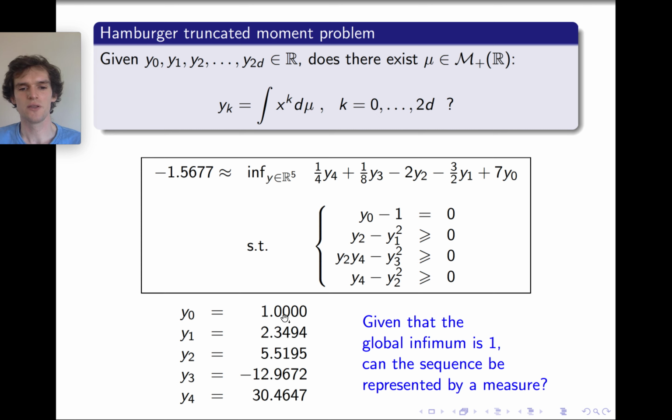And so now that we look at this list here, you could view conceptually that these are pseudo moments. They would like to be represented by a measure. So given that the global infimum of the non-convex optimization problem is 1, based on this here, can this sequence be represented by a measure? I'll let you think about it for an instant or two.